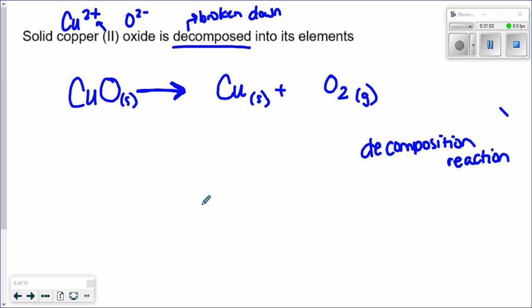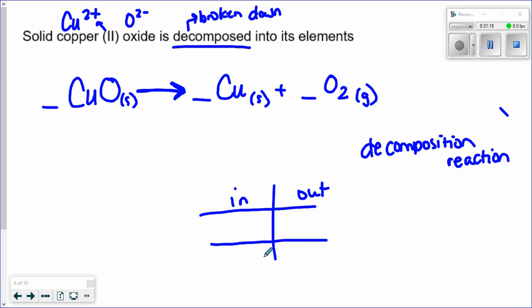As far as balancing, I know a couple of you have probably started to ditch the little in-out charts. That's fine if you feel confident in your abilities. I can balance them without it, but if you need to keep making a chart, please do it because it'll help you organize yourself. So copper, oxygen, 1 in, 1 out, 1 in, 2 out. So our oxygen is what's out of balance.